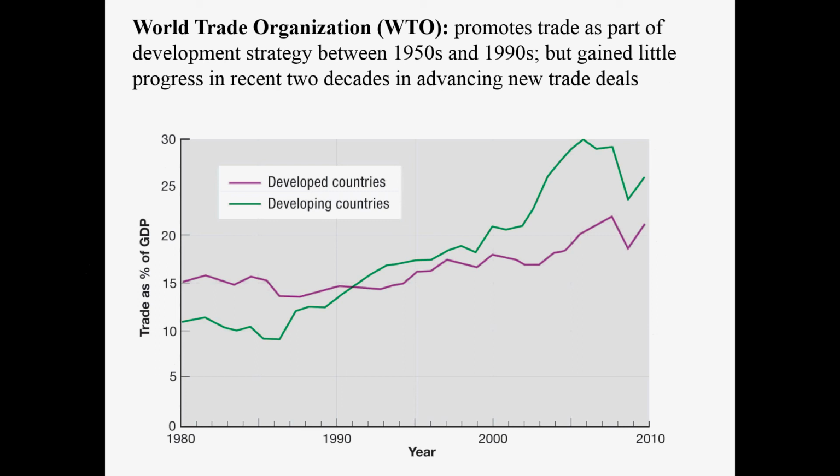Therefore, this organization has a very big trouble to achieve any kind of agreement, to achieve any kind of consensus in the negotiations. That's why since 1997, there has been very little progress in achieving new trade deals within member countries of the World Trade Organization. And that is a major problem of this organization.